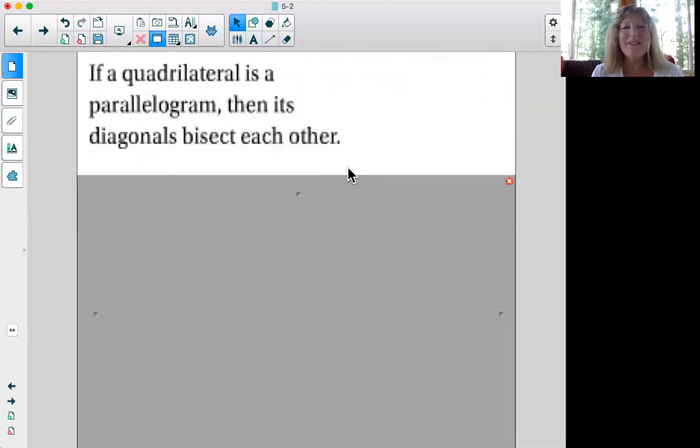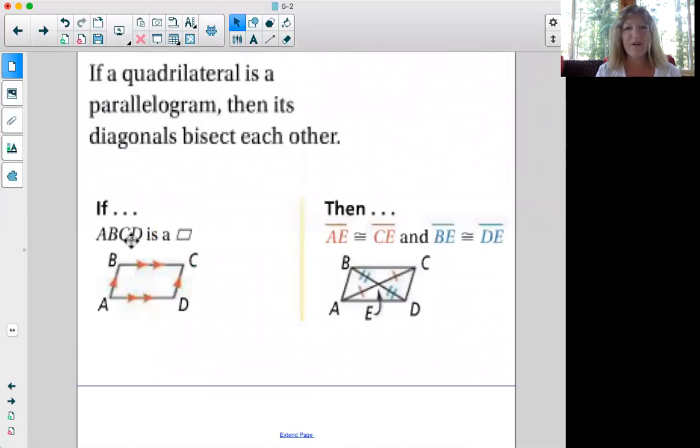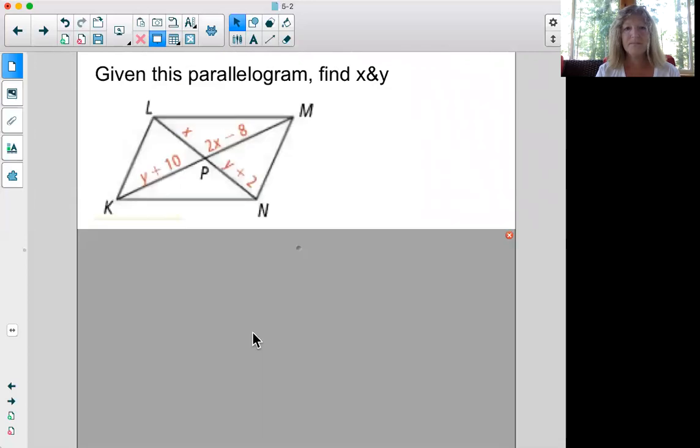And here we have a final theorem. If the quadrilateral is a parallelogram, the diagonals will bisect each other. They will cut each other in half. So if you have a parallelogram, those diagonals will chop each other in half, meaning AC gets bisected, gets cut into two congruent chunks, and BD also gets bisected. It also gets cut into two congruent chunks. So pause and solve for x and y using this theorem.